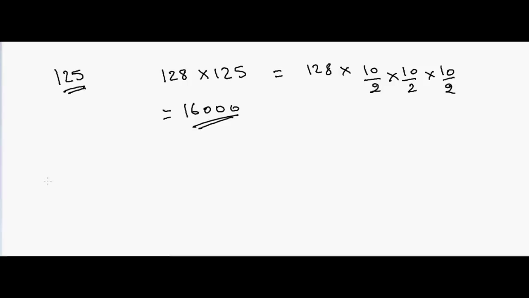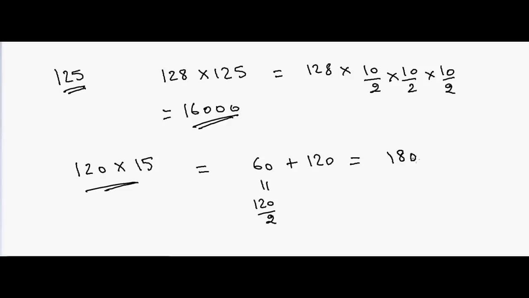Now let's do another thing. If we have to multiply 120 by 15, how will I do that? In that case, what I'll do is I'll take half of 120. Half of 120 is 60, and then I'll add that to 120. So this is equal to 120 plus 120 by 2. Right? So here that will be equal to 180. Then I put one more 0. So that's my answer.